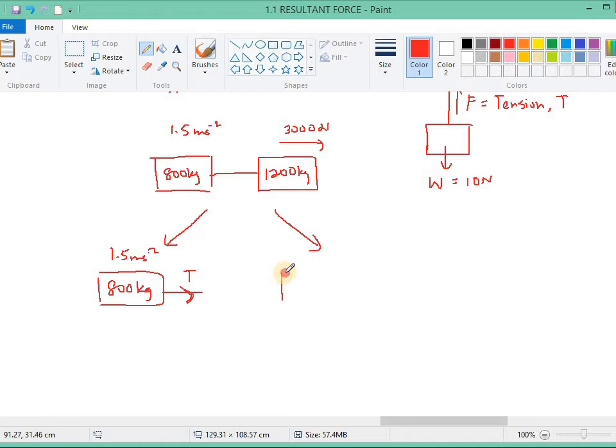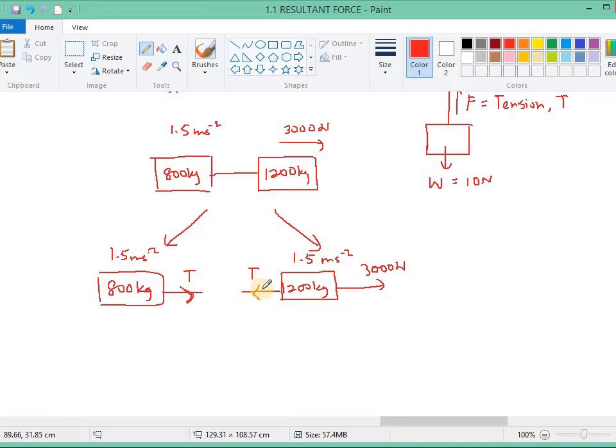And then this 1,200 kilogram also has a force that makes it accelerate at 1.5 meter per second squared. There is a force that pushes forward, 3,000 newton. But if this 3,000 newton acted on this 1,200 kilogram only, it would definitely have an acceleration higher than 1.5 meter per second squared. The reason it gives only 1.5 is that there is a force acting in the opposite direction. This force in the opposite direction is also the tension.